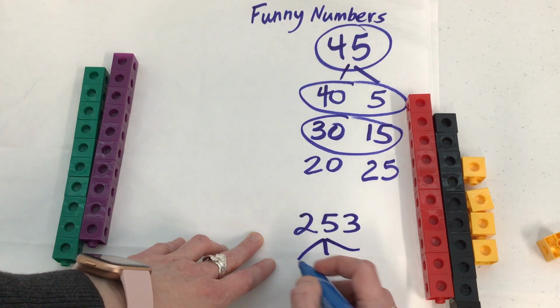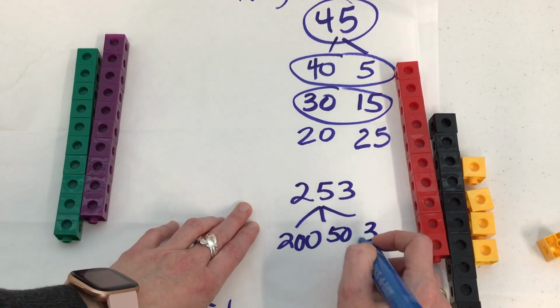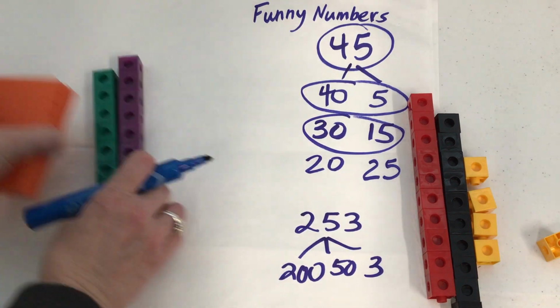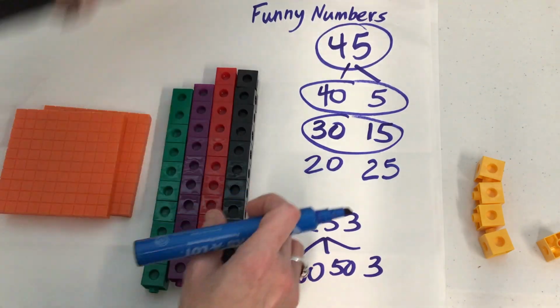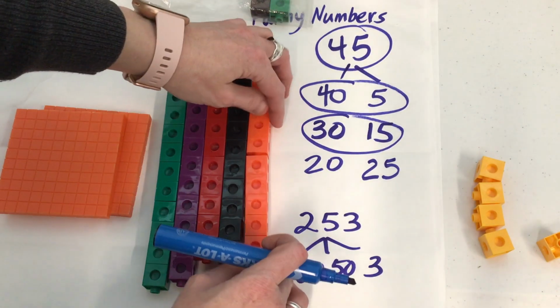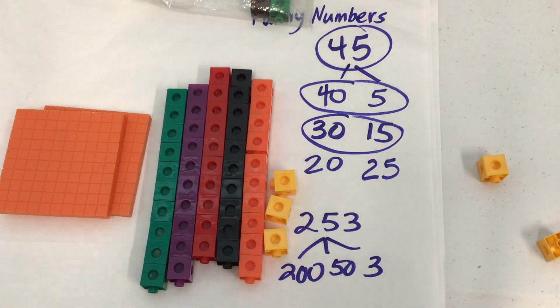So here we'd have, let me see if you can see, 253. And I would just start with shifting a 10. You could have them build it. Okay, I could have my 200. Whoops, lost some of my cubes. 53. Okay, I could build it.